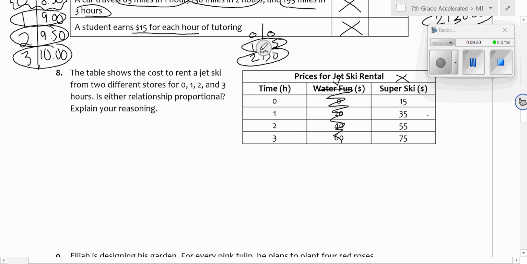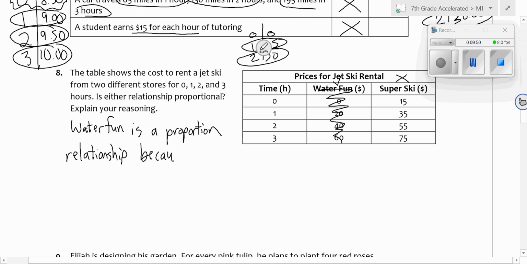And then explain your reasoning. So you would put something like this. Water Fund is a proportional relationship because it starts at the origin and has equivalent ratios.